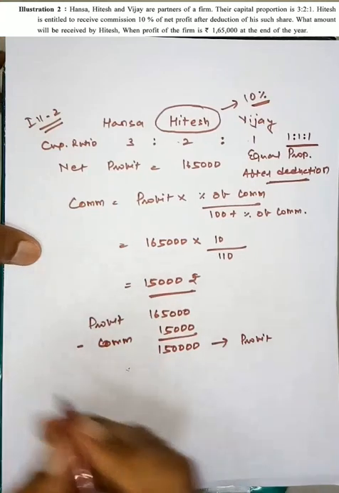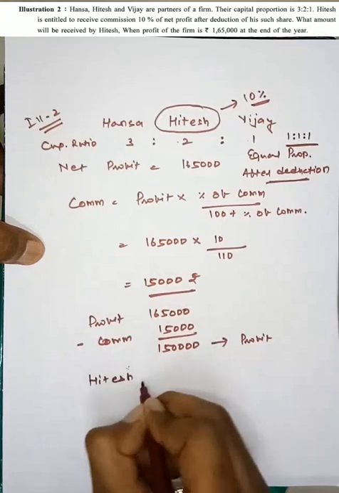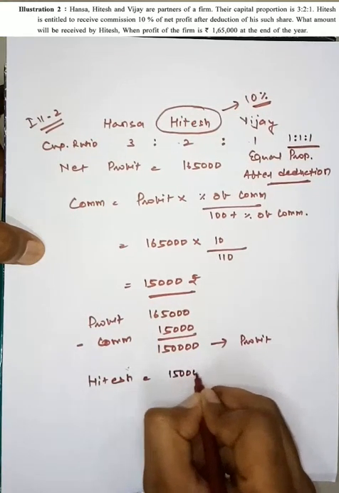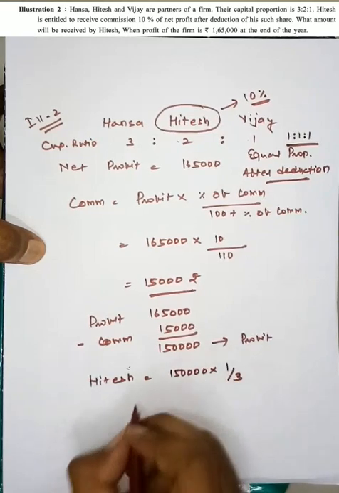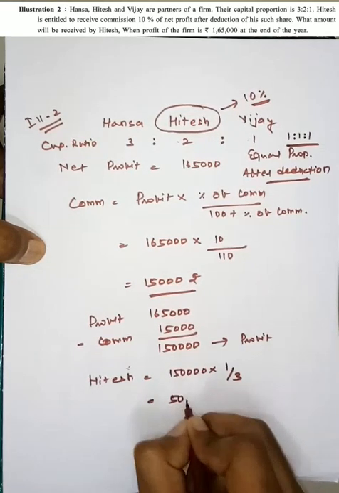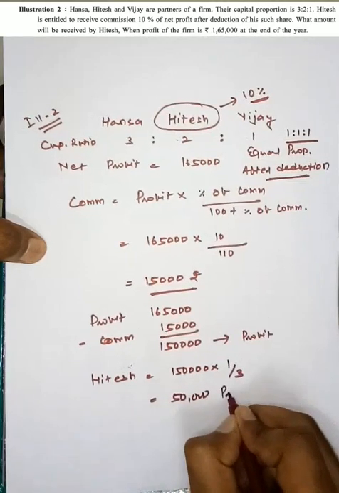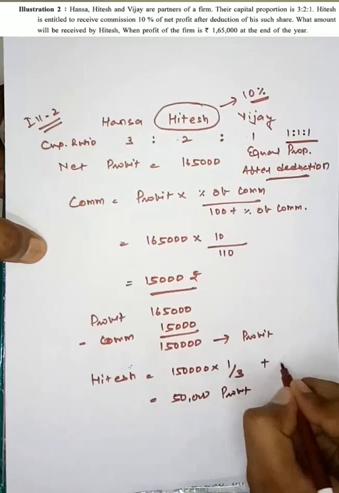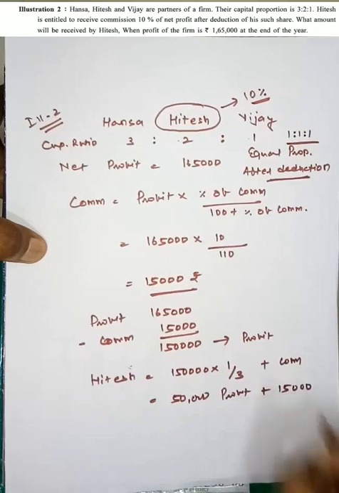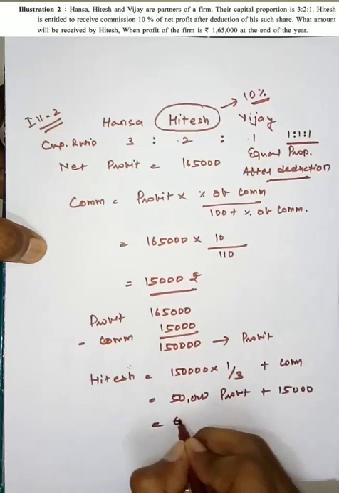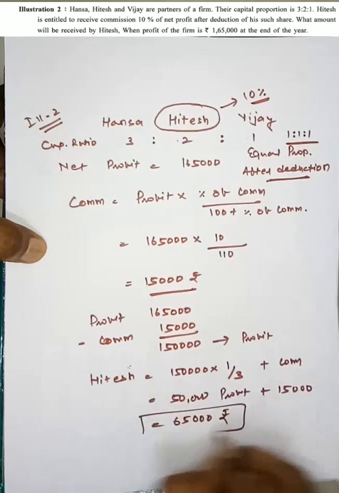So Hitesh, how much will he get? Hitesh will get profit of 1,50,000 multiplied by 1 divided by 3, as 3 partners are there, his proportion. So ultimately he will get 50,000. So this profit 50,000 is his profit plus the commission. Commission is rupees 15,000. So ultimately he will get rupees 65,000. Okay. So this is the answer.